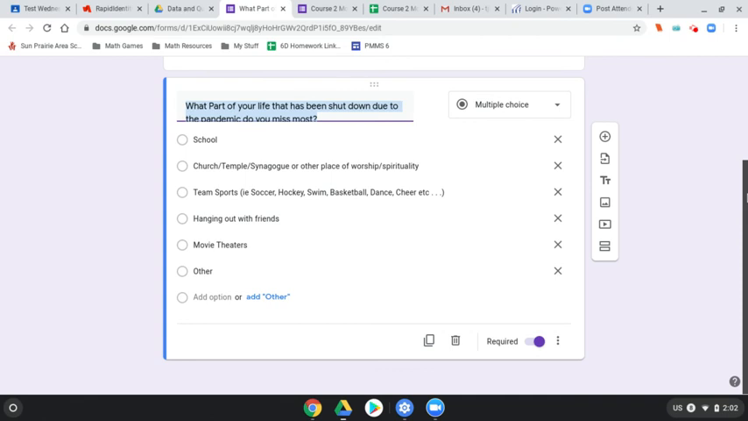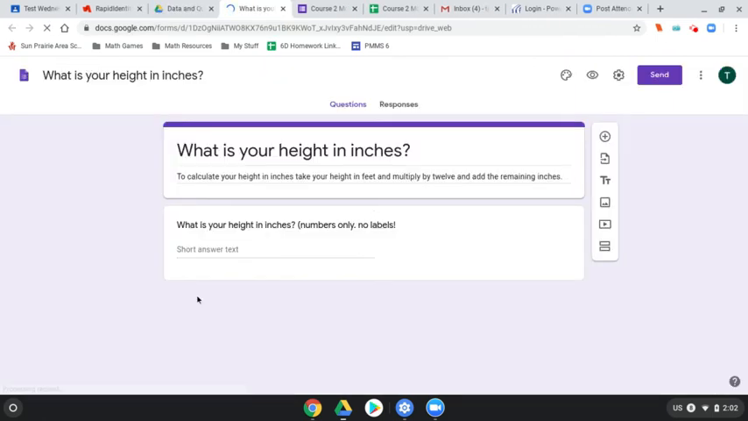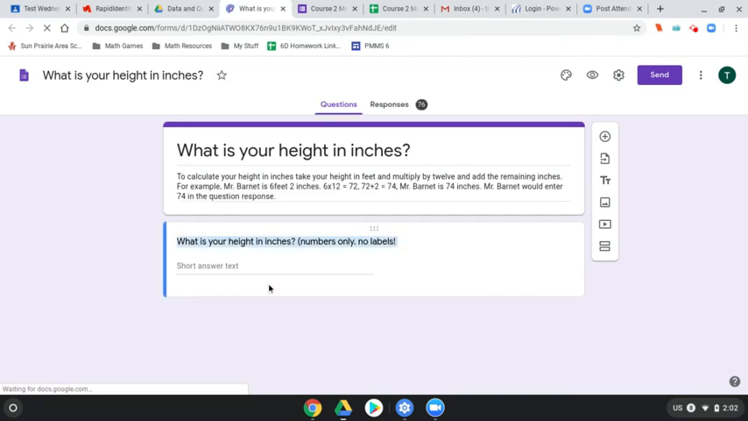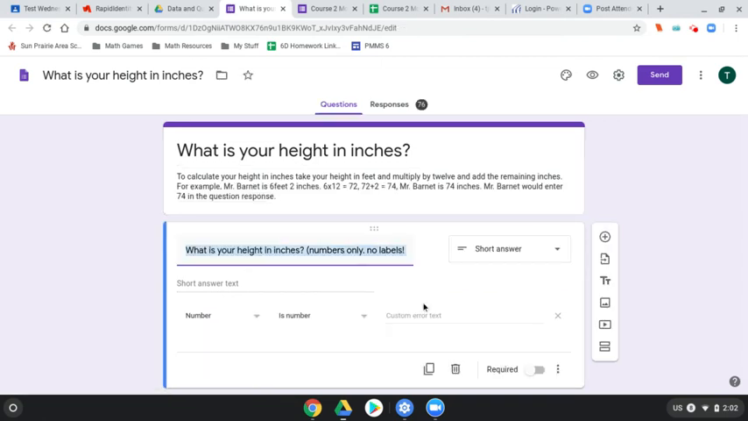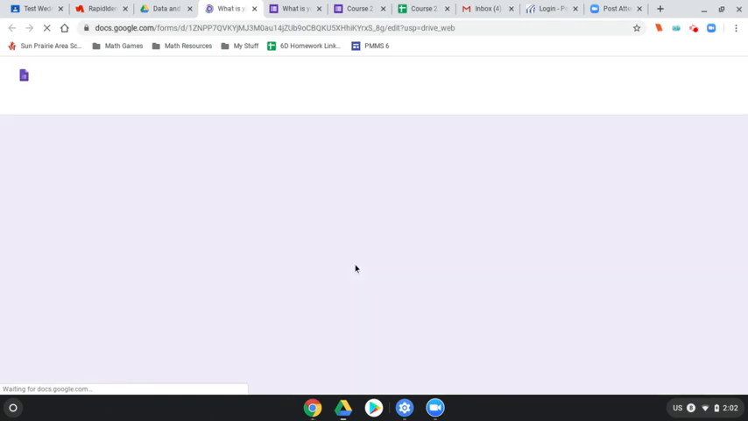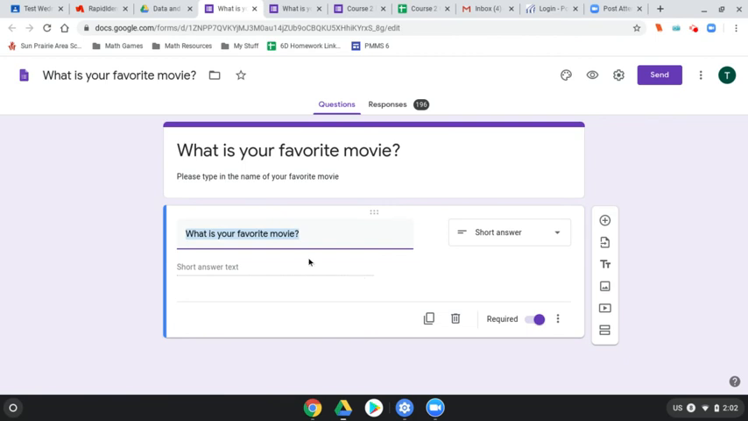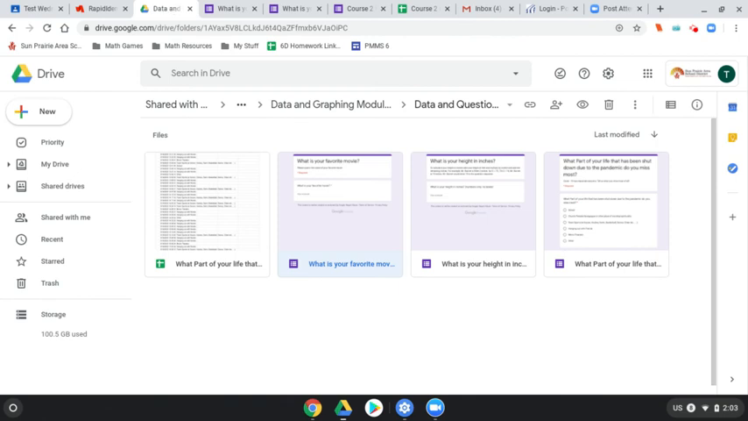Because it's not numbers, I know that this is categorical data. The second question I sent out to everybody was, what is your height in inches? Now you're just going to enter the number of inches you are. So right there, we know that that's going to be quantitative, numbers as our data. And then finally, we have this last one. What is your favorite movie? You're just going to type in the name of your favorite movie. So this is going to be a category. The names of the movies are going to be the data we collect.